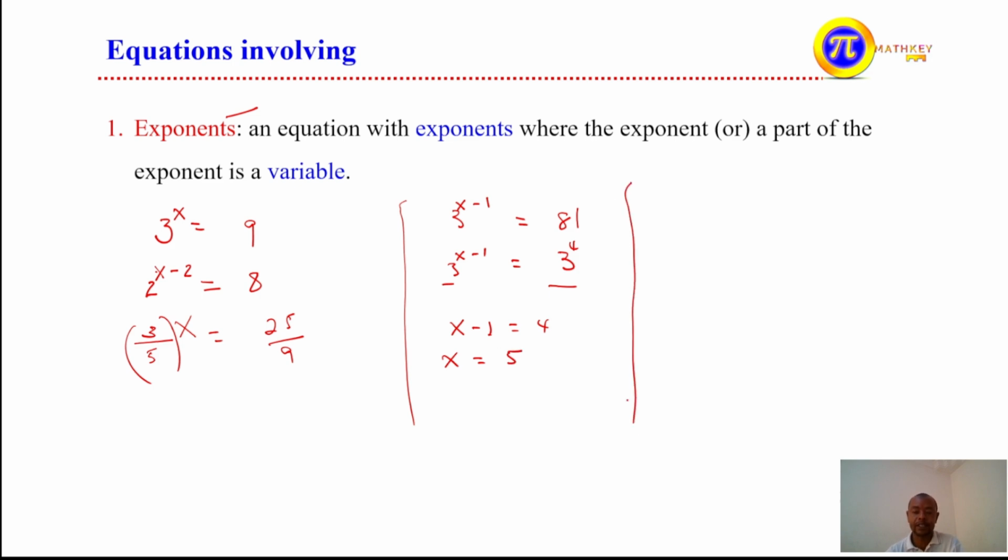So in any case, if you have equations involving exponents, a to the power of x is equal to a to the power of y, this implies that what? This implies the exponent x is equal to what?